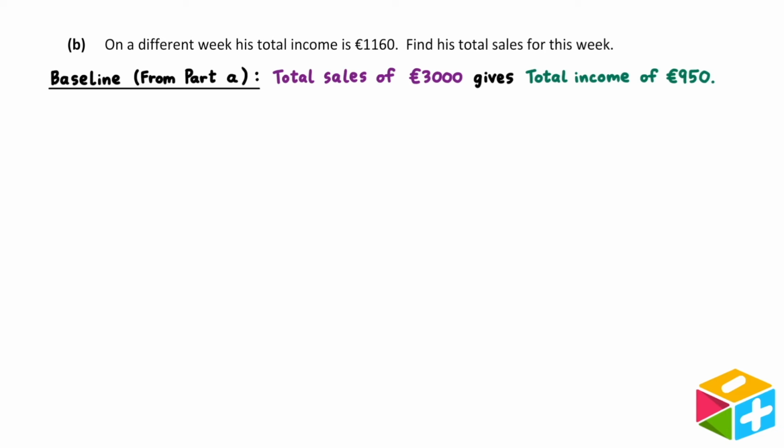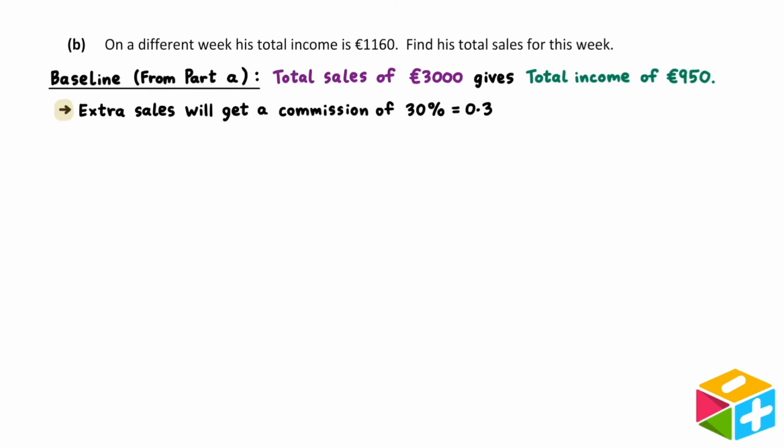We saw in part A that a total sales of €3,000 gave a total income of €950. We want to increase this income from 950 to 1,160. To do this, we'll need some extra sales. Remember, any sales above €1,000 earn commission at 30%. So any extra sales on top of the 3,000 from part A will certainly be in the 30% commission bracket.